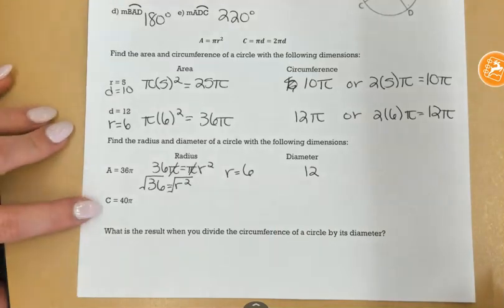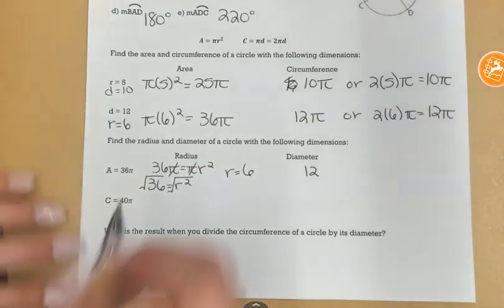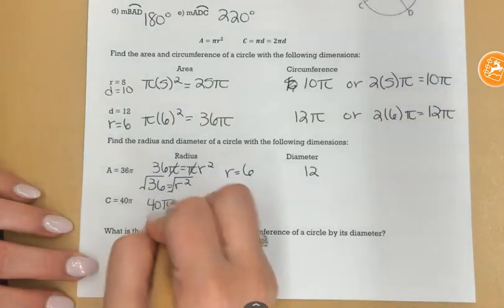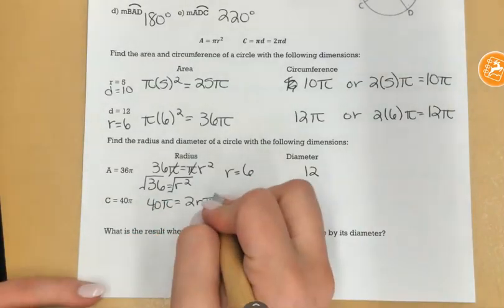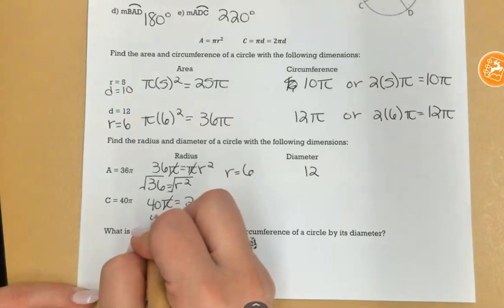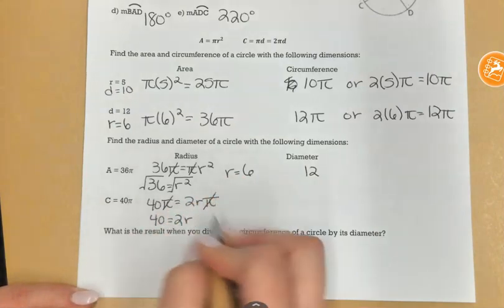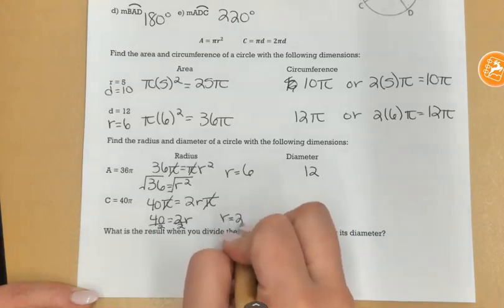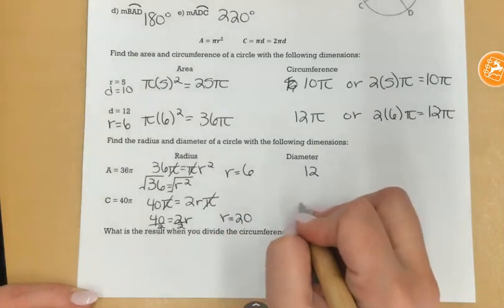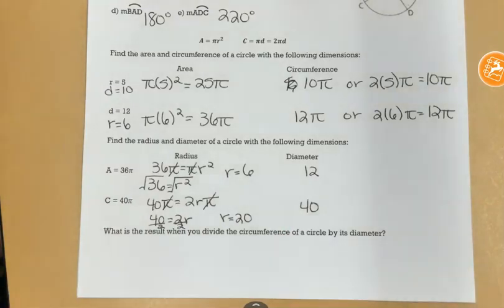On the next one, I'm told the circumference is 40 pi. So if the circumference is 40 pi, that means that 40 pi is equal to 2 times the radius times pi. So again, I can divide out those pi's, and if 40 is equal to 2 times the radius, if I divide by 2, I get that my radius is 20, which means my diameter is going to be 40.